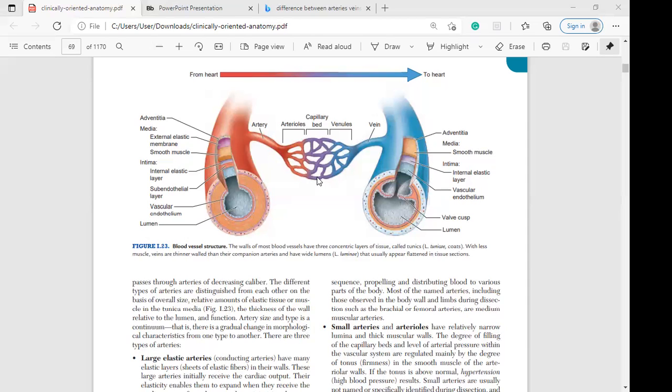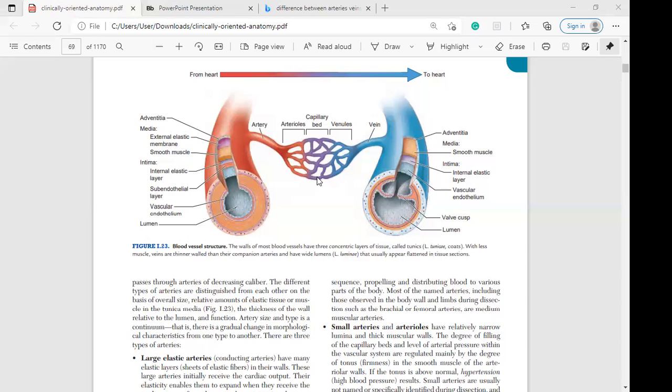Normally, they contract to push blood. But if there is anything that increases the contraction of those muscles, your blood pressure will also increase. But we'll talk about that later when we start talking about advanced cardiology and how the vessels work. So let's quickly do a recap of the histology of the arteries and the veins.